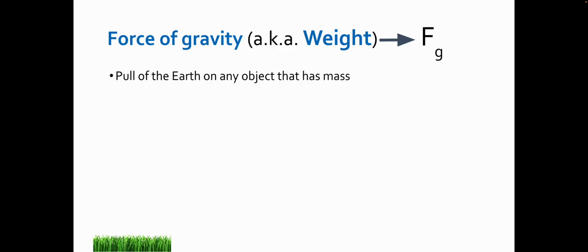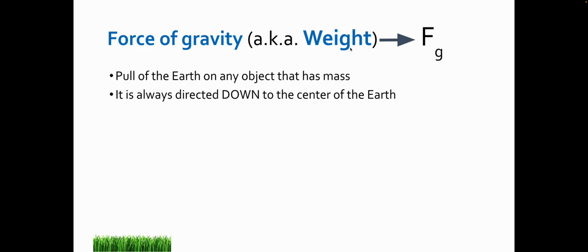But for now, we're just going to narrowly talk about the force of gravity that the Earth has on any objects of mass that are in what's called its gravitational field. And we're always going to use capital F, lowercase g as the subscript. So again, it's the pull of the Earth on any object that has mass, also known as weight. When we draw this force, we are always going to draw it straight down to the center of the Earth, or on our paper, it's just going to point straight down.